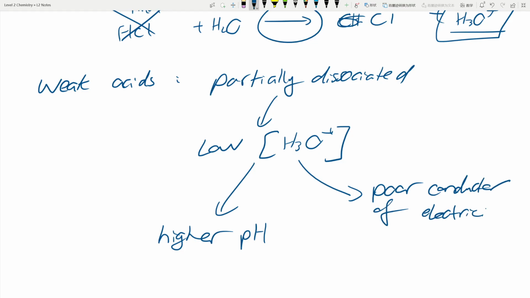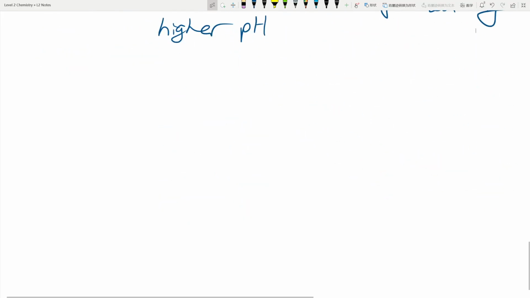Okay, so why is that? It's because your weak acids or weak bases partially dissociate. So let's find another example. Let's just whip out another example.